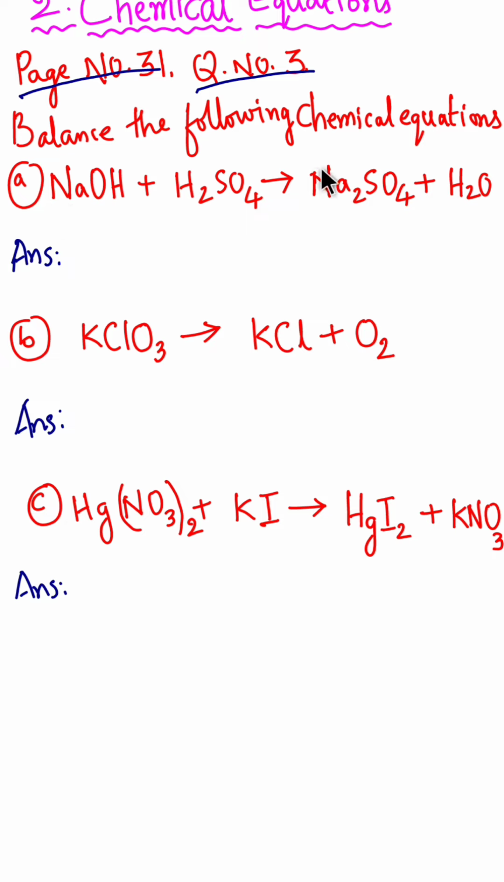One Na on the left, and on the right hand side two Na's are there, right? Here one O and here four O's, total 5 O's are there, and on the right 4 plus 1, 5 O's are balanced, no problem. S1, here S1. Here H2 and 1 H. How many H's? 3 H's. On the right hand side here 2 H's are there.